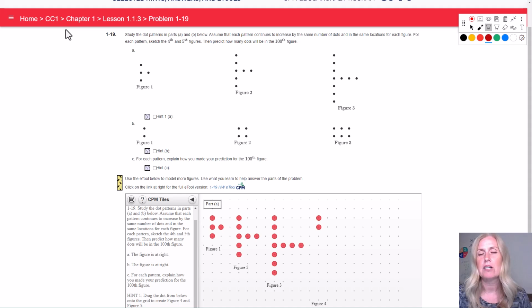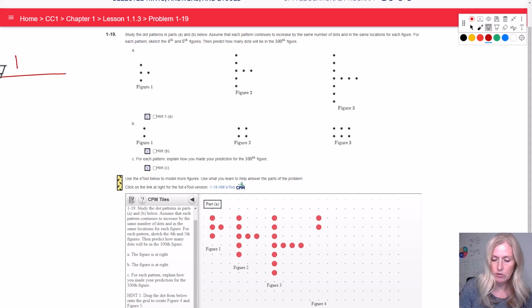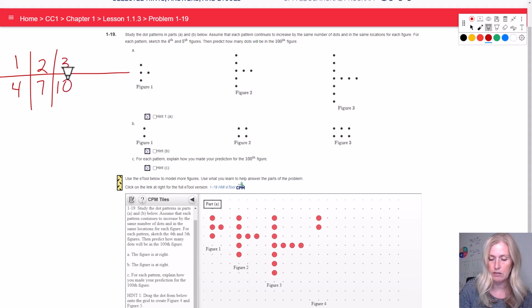You can look at this a couple of different ways. Something that I learned to do early when I was dealing with these kind of patterns is I made myself a table, and I'll just show you. In figure 1, I'm going to make a table, so I'm going to draw it like this. There are 4 dots. In figure 2, there were 7 dots. In figure 3, there were 10 dots. Okay, I'm just going to leave that there for a second.